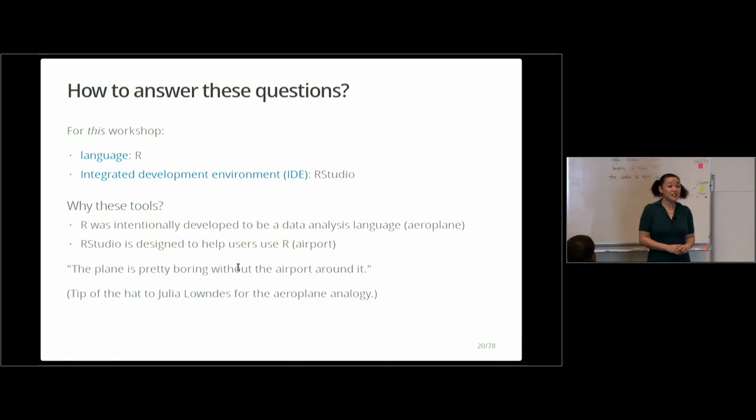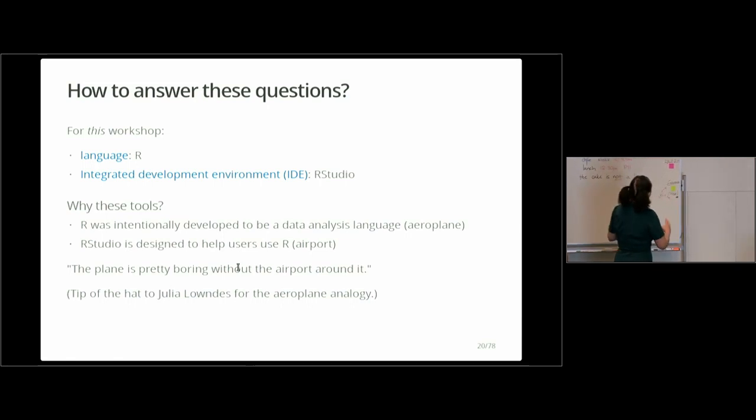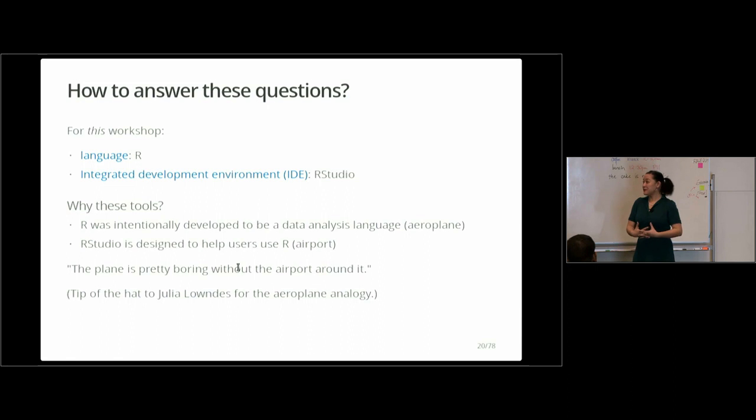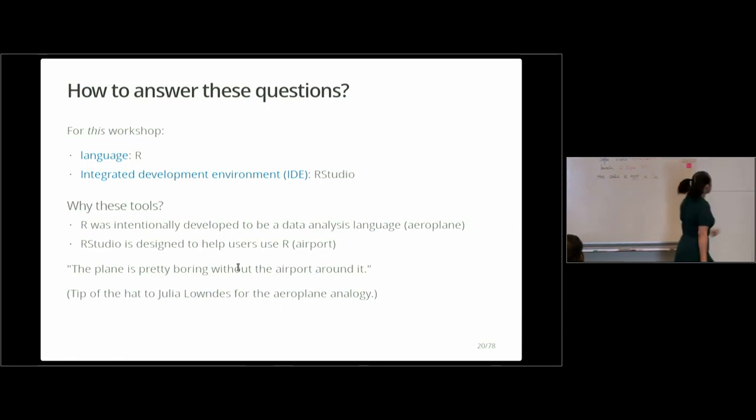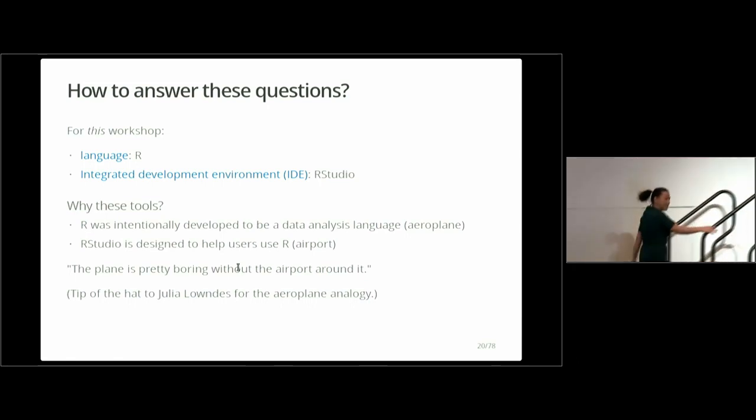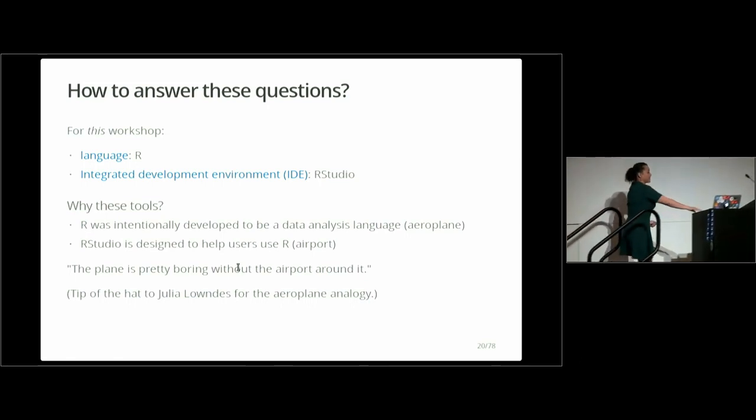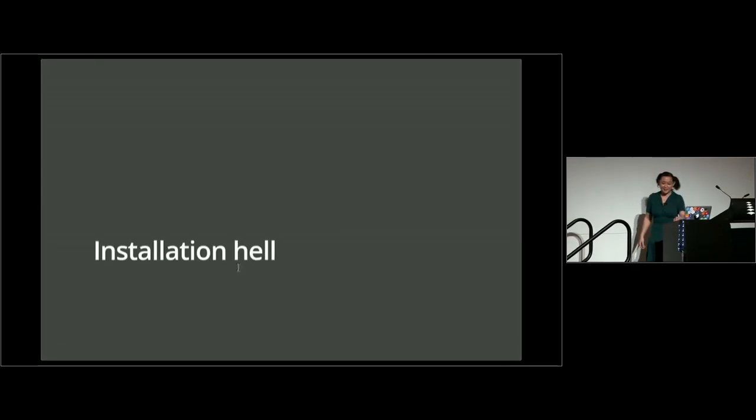And I liked this analogy, actually. Di, who organised useR, put me onto this: the way to think about the language and the environment to interface with the language is that the language is the airplane, but the environment that you're working in, RStudio, is the airport. The plane is really cool and can do really cool stuff, but if you don't have an airport, it's not very useful. And that came from Julia Nowens, I hope I'm pronouncing that correctly, that particular analogy.